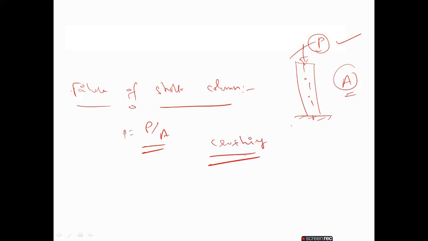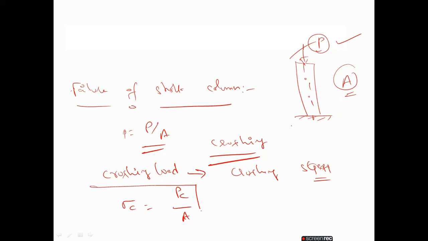So the stress induced in the column corresponding to this load, we call it the crushing stress, and the load we call the crushing load. Due to this crushing load, crushing stress will develop in the short column. So the formula for the crushing stress equals crushing load by area. So this is the failure of the short column.